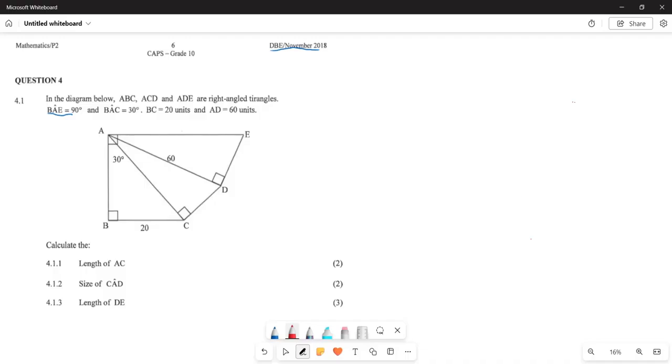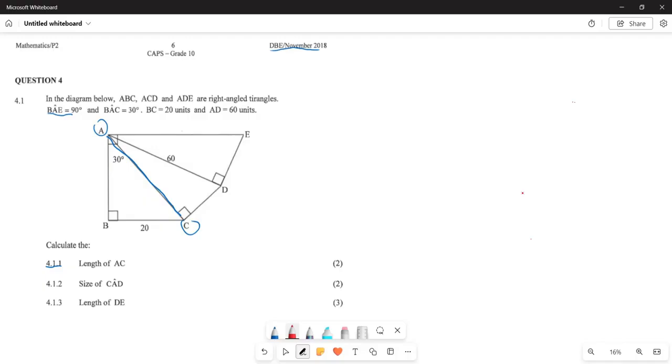Now let's look at the first question. They want us to calculate the length of AC, right? Which means this particular length, this length of AC. So what is it that we can do in order for us to calculate this length? Let's start here.